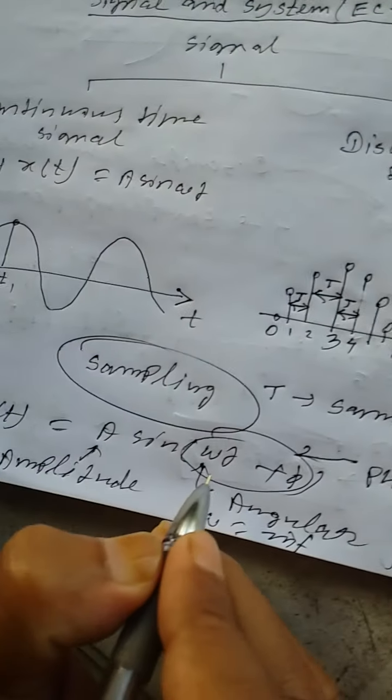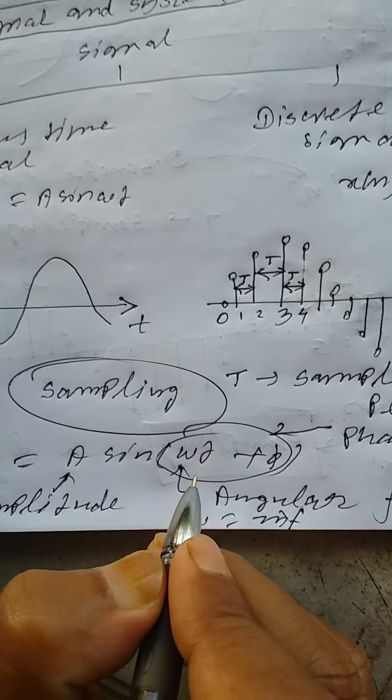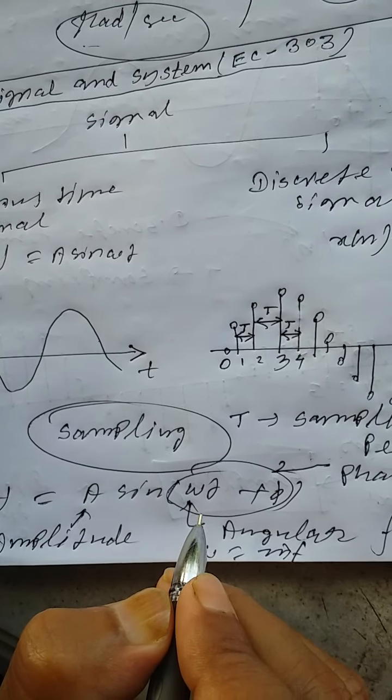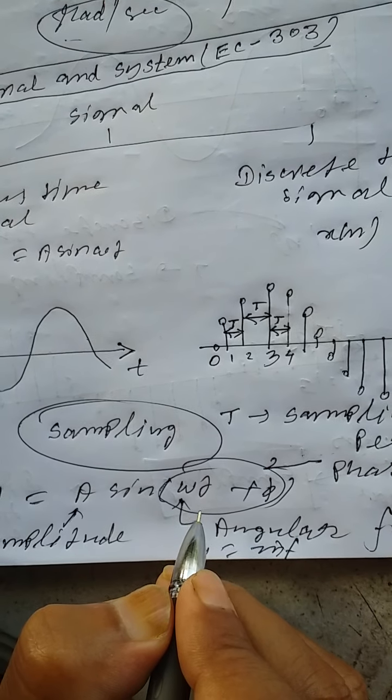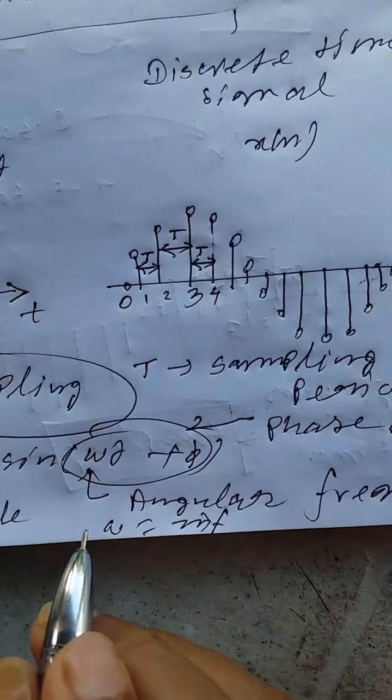but here the continuous time t is not necessarily an integer, it may be a fraction value. So just remember this thing.